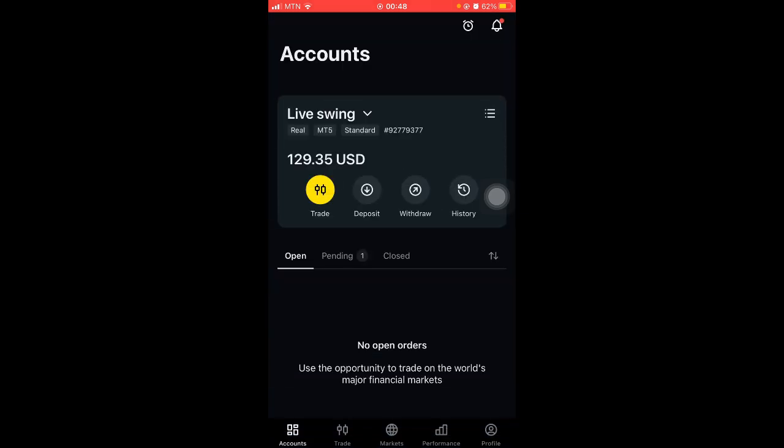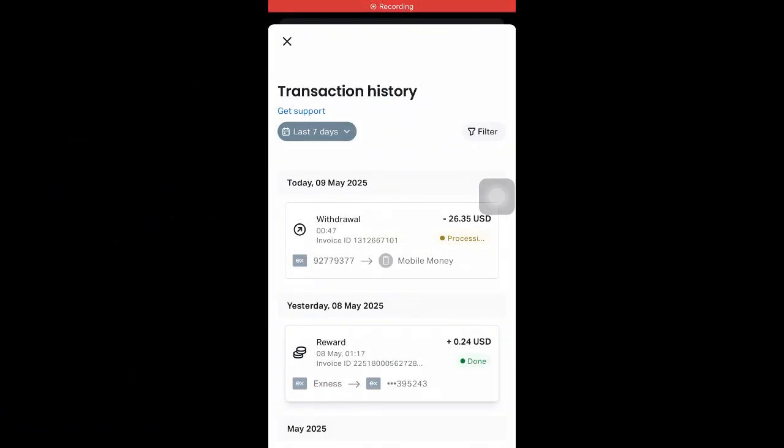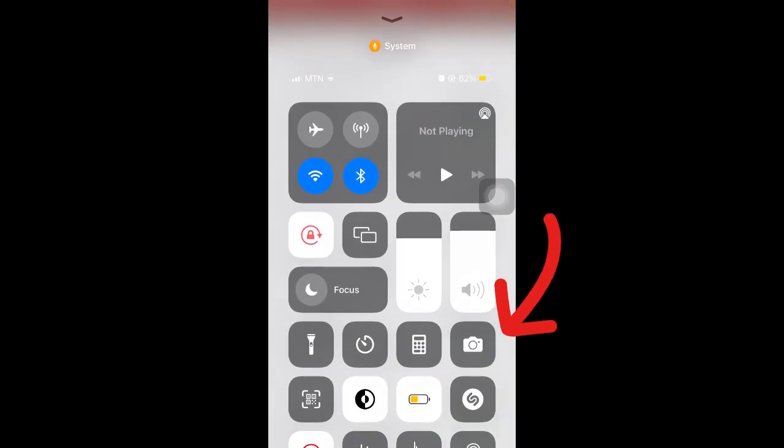So we have withdrawn some of the money. Let's see that we get a tip. So that's our withdrawal being processed. You get the update when it's all done.